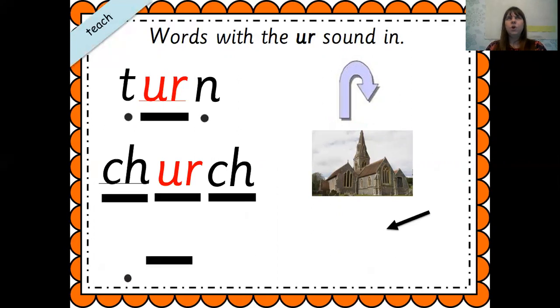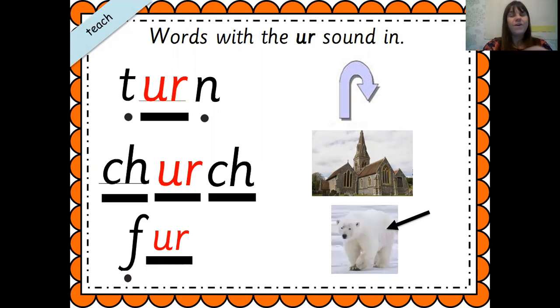Our last one for this section. What could it be with the sounding? Is it going to come at the beginning, the middle, or the end? Shall we check? Our first sound is F. Our final sound is. Let's say it together fast. What do you think it is? Fur. And I've chosen a polar bear's fur because we've been working on looking at animals who live in the Arctic and Antarctic, the polar regions, haven't we, this week? Okay.